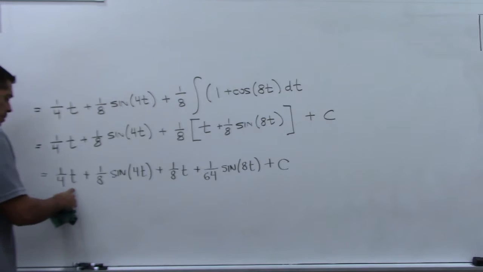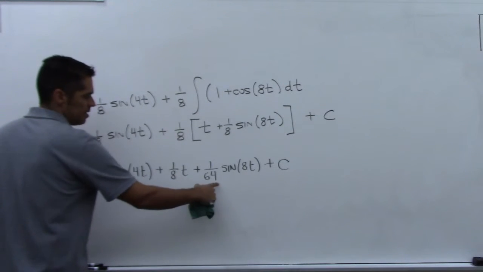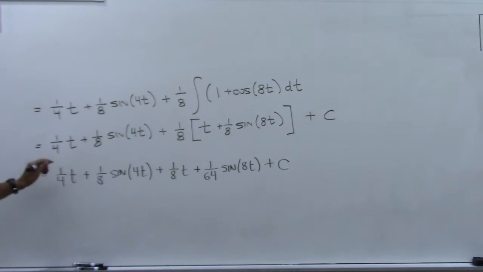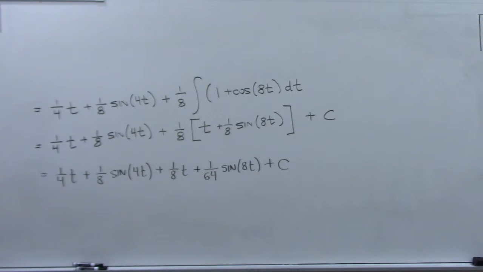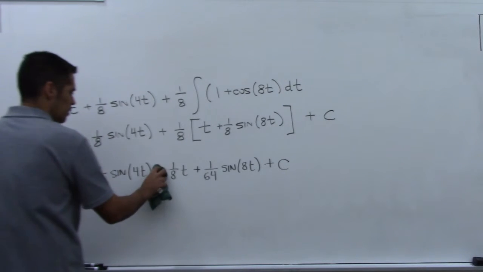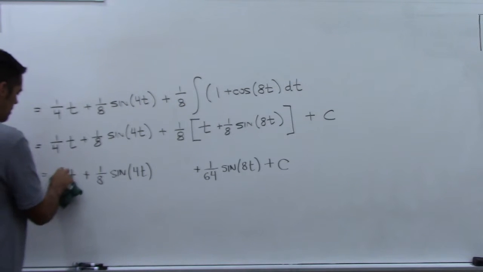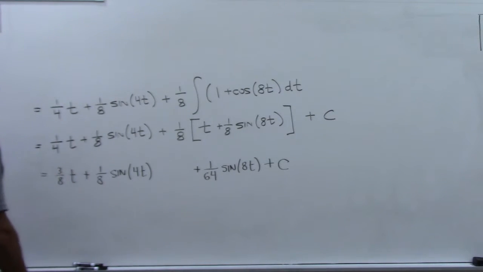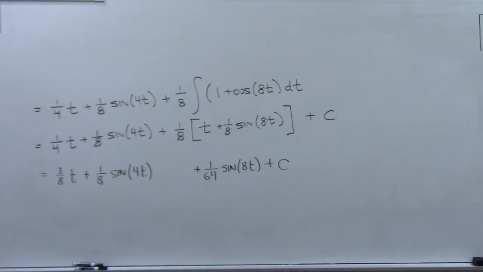There is one more thing we can do. We can take 1/4 t and combine it with 1/8 t. You can't put the sines together because they have different arguments, 8t and 4t, so you can't put those together. But 1/4 t plus 1/8 t is what? 3/8 t? So let me just get rid of this one, and I'll change that to a 3/8 out here. 3/8 t. So it's this plus that plus c. All right.